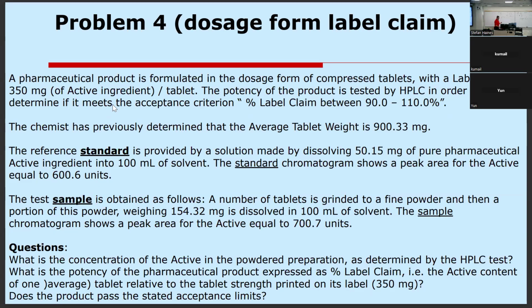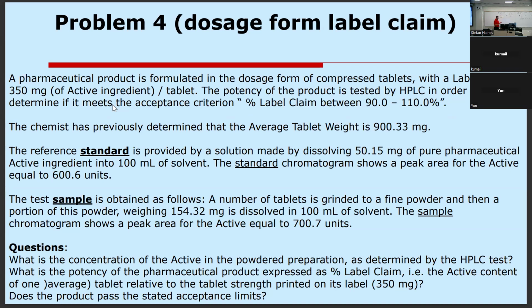You can show this mathematically if you want. You could do the amount in the sample over its weight equals X over 900, however much is in one tablet over the average weight of the tablet. That number would come out to 341 milligrams, just about. And so for my percent label claim, I'll divide this by the weight claimed on the label, 350, what it says the tablet should have inside. And if I get a number between 90 and 110%, it is passing QC.